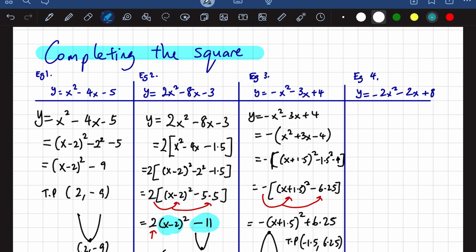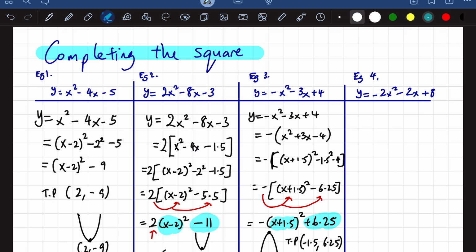Why negative 1.5? Because that makes the bracket 0, right? Minus 1.5 plus 1.5 is 0. So that's why my x vertex is negative 1.5. And 6.25 is whatever's at the back, so we just copy and paste.